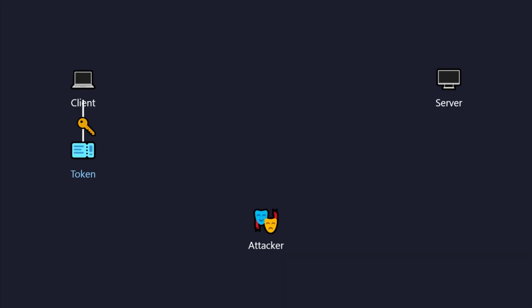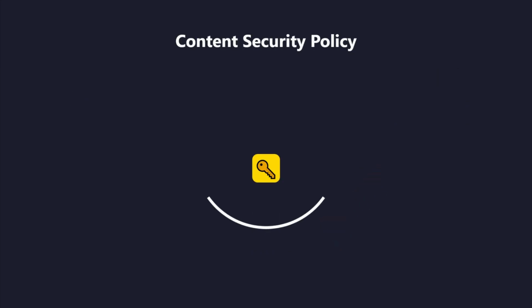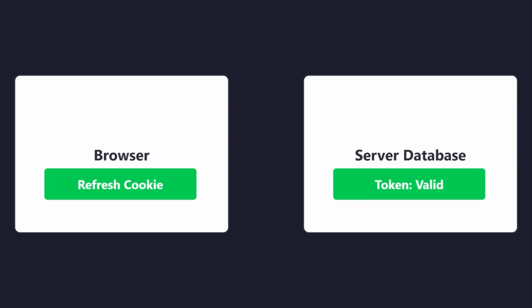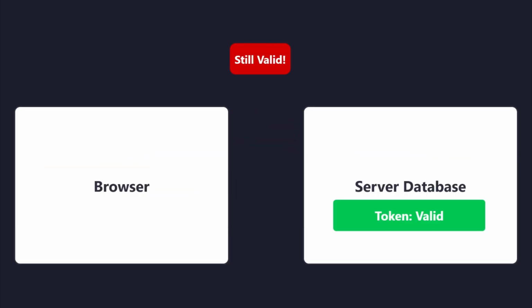Token binding links a token to a specific client certificate or secret. This ensures that even if a token is stolen, it cannot be used by a different client lacking the binding secret. Proper security headers, like content security policy, further protect your tokens. Restricting where scripts can be loaded from prevents the injection of malicious code that might attempt to exfiltrate credentials.